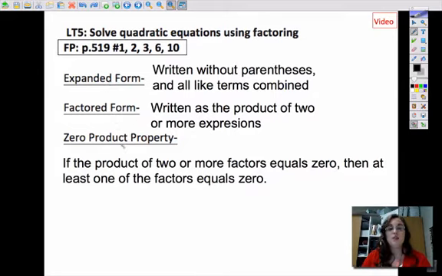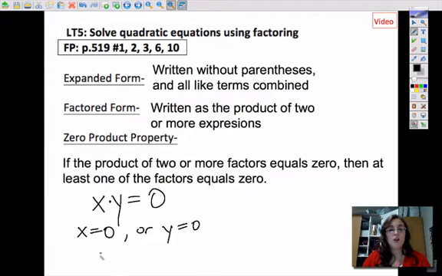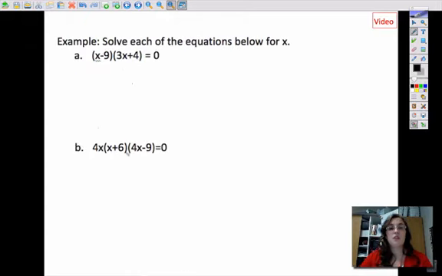we can use the zero product property, which states that if I take 2 factors and multiply them, and the answer is 0, then either x equals 0 or y equals 0, or both equal 0. Both x and y equal 0. One or more of the factors that multiply with an answer of 0 have to equal 0. Okay? So we're going to use that fact to solve these 2 equations.